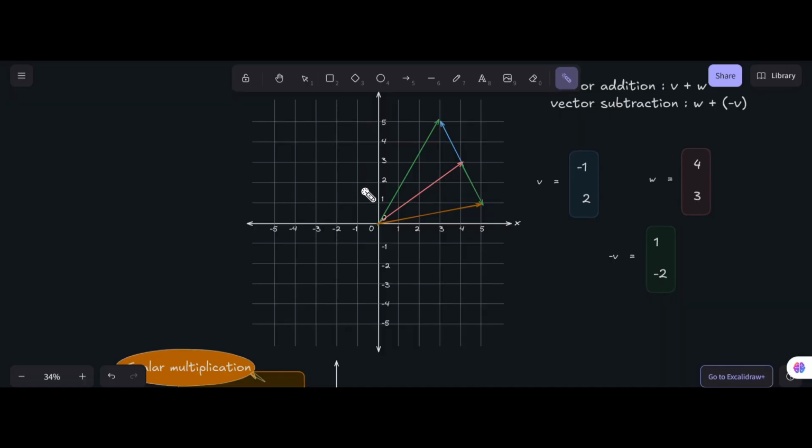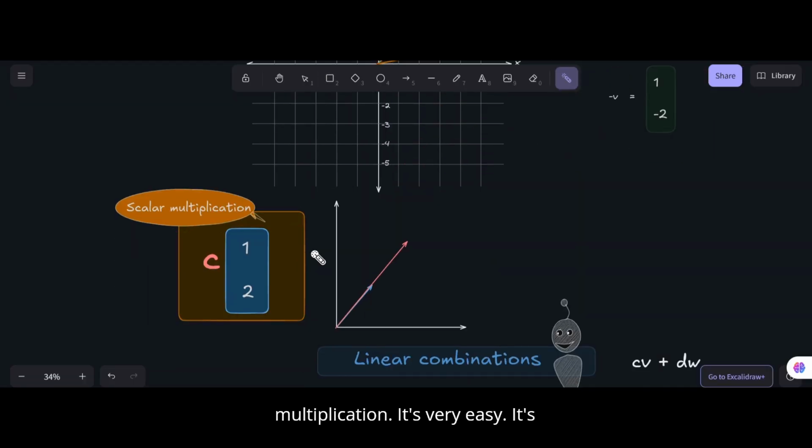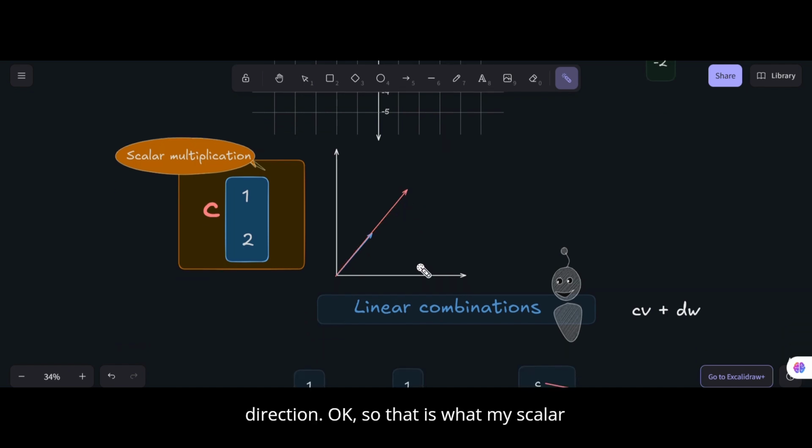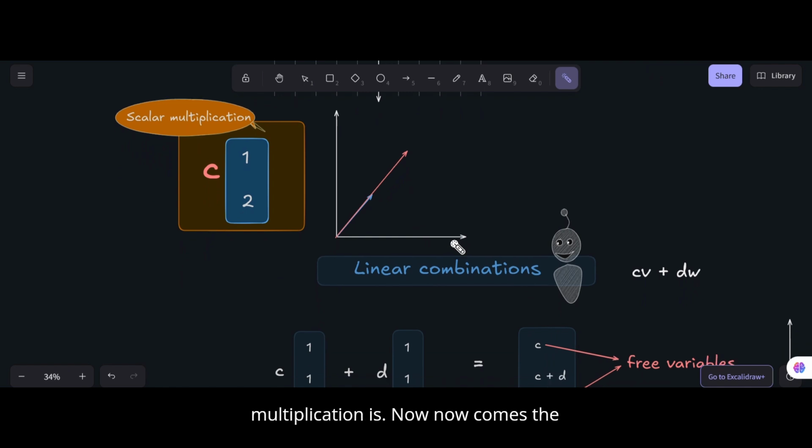Okay, now let's head towards scalar multiplication. It's very easy. It's basically taking a vector and scaling it with some number or weight. In this example I have taken this 1, 2 vector, and let's assume the value of c is 2. So it's basically going to double the magnitude, but its direction is going to be the same. We are not doing anything to the direction. Now if I had taken -2 instead of 2, it would have reversed its direction as well. So it would have been this vector but of the opposite direction. Okay, so that is what scalar multiplication is.